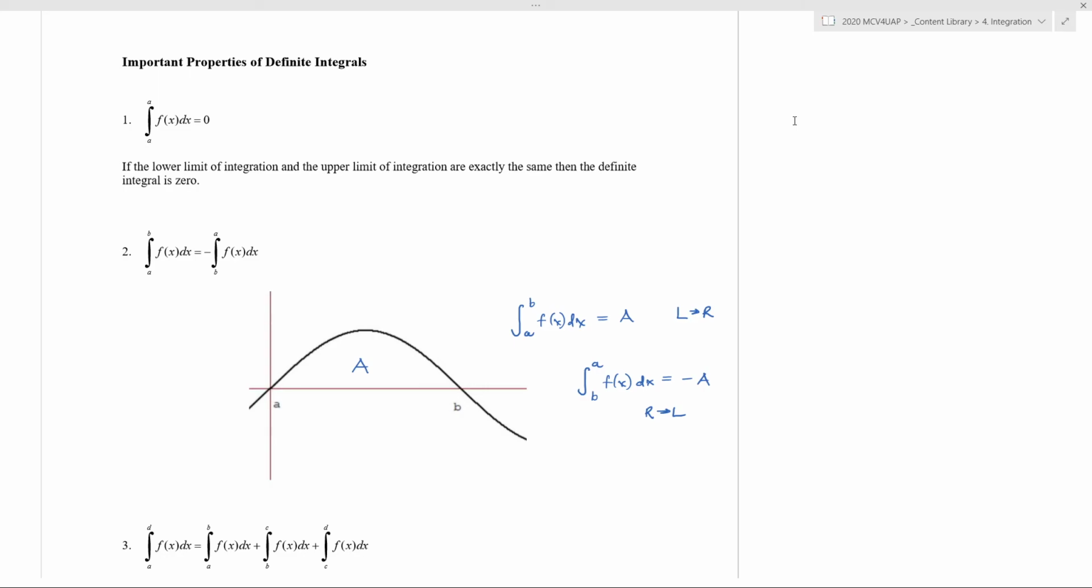So you can see from that diagram, assuming that the area under the graph from a to b is capital A, then if you're integrating from a to b, the result of the definite integral would be A. But if you're integrating from b to a of f of x, then your definite integral would be negative A. And we just used that property in the last example I just did.